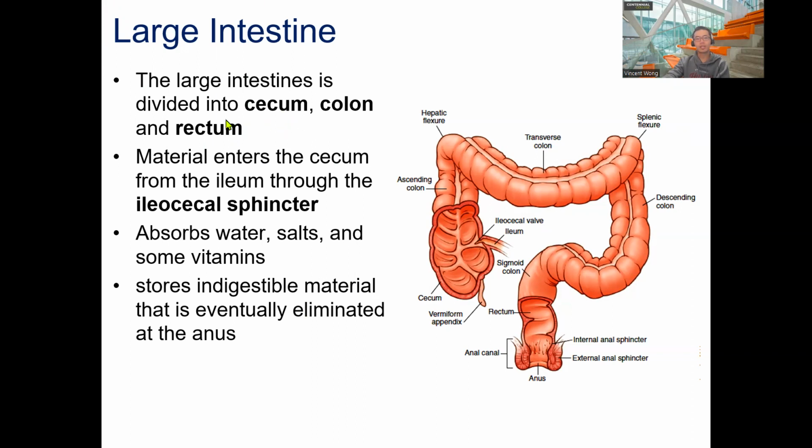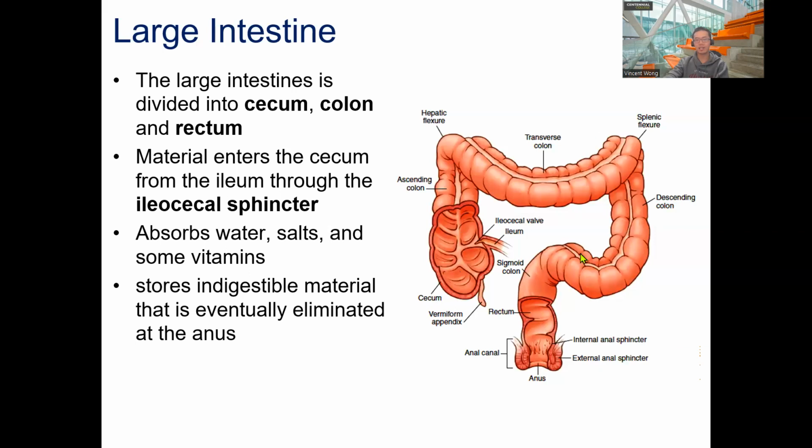So the large intestine is divided into three parts. We have the cecum, and then we have the colon and the rectum. Okay. So between the ileum and the cecum is another sphincter, which is called the ileocecal sphincter. Okay. We don't want the stuff to go back from the large intestine to the small intestine.